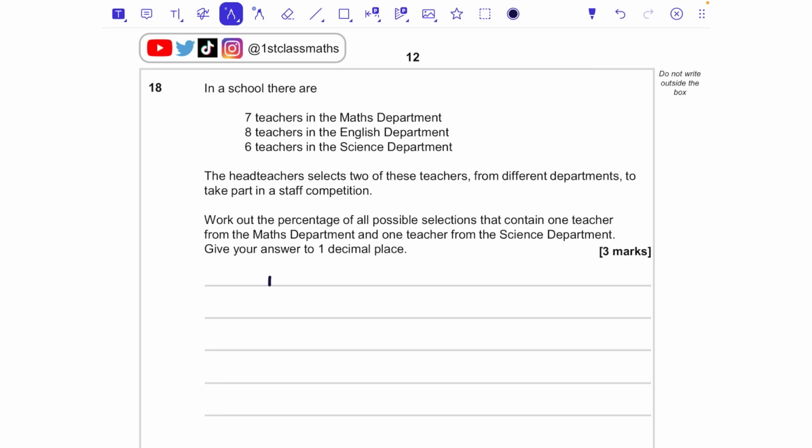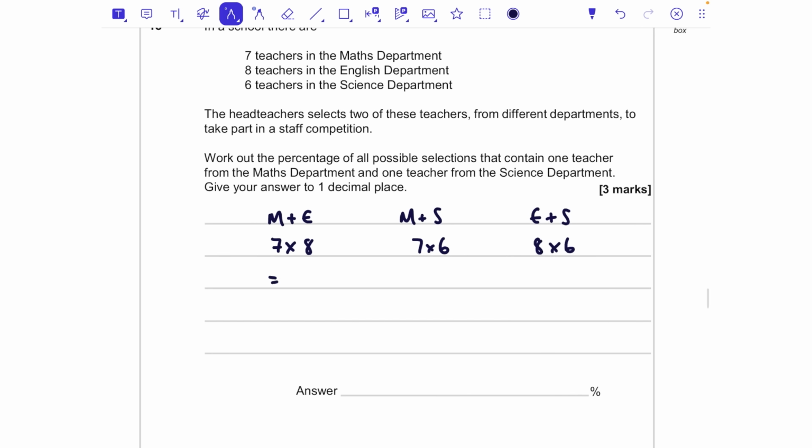So we can either pick a maths and an English teacher, a maths and a science teacher, or an English and a science teacher. Those are the different combinations that we can have. We can do 7 times 8 for maths and English, 7 times 6 for maths and science, and 8 times 6 for English and science. So that's going to be 56 different pairings from maths and English, 42 from maths and science, and 48 from English and science.